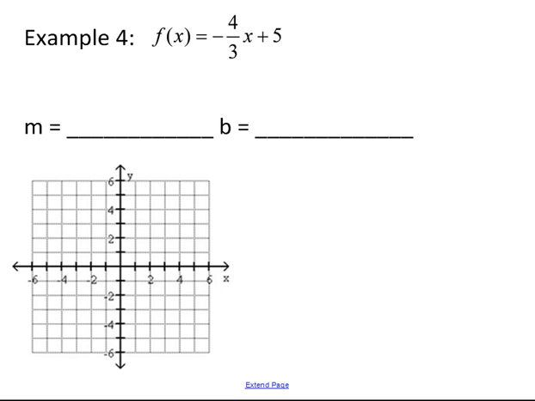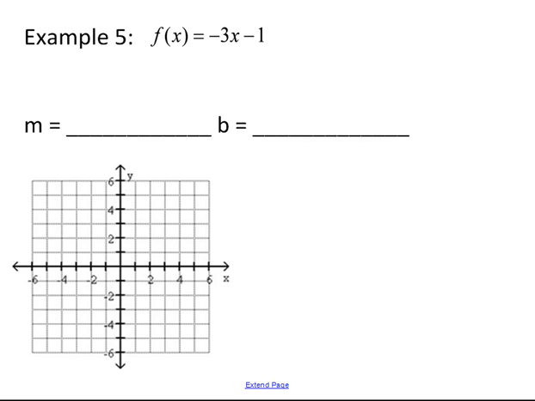Example 4, I will have you do that one on your own. Let's take a look at example 5. Now, if I just have a negative 3x minus 1, remember a slope is a ratio. I need a number on top and a number on the bottom. If there is no number on the bottom, go ahead and put that over 1. So we're going to say the slope is negative 3 over 1, and b is negative 1.